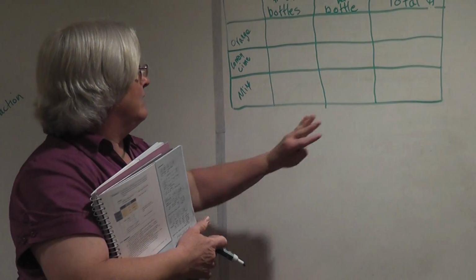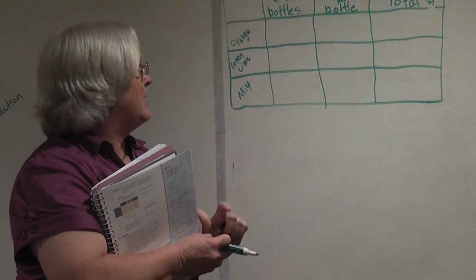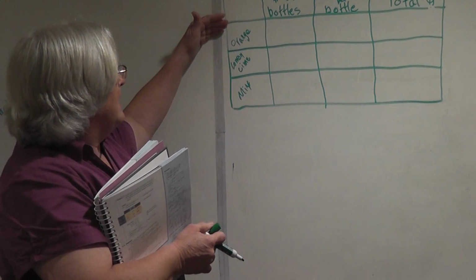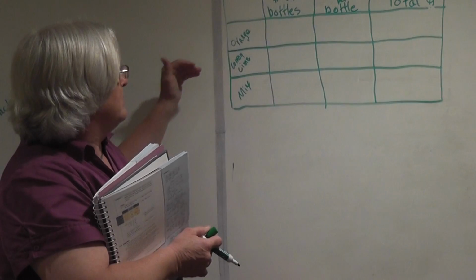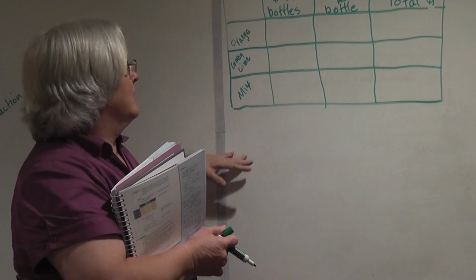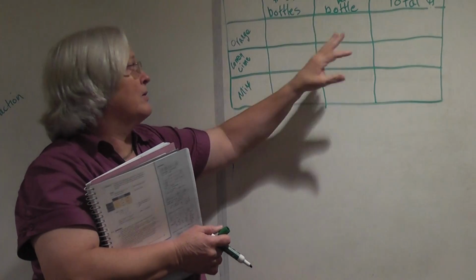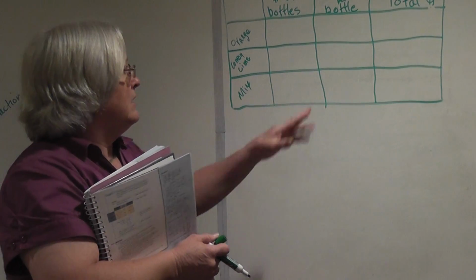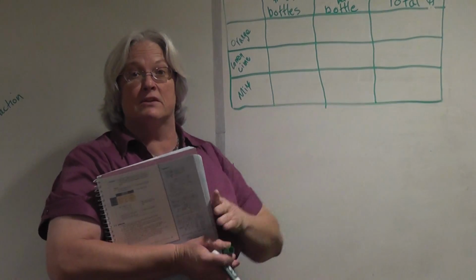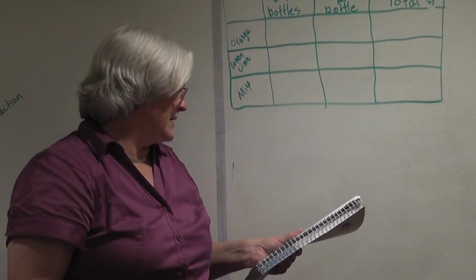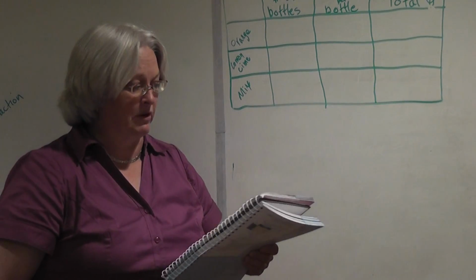I've gone ahead and already written up our chart here. We're going to have orange drink, lemon lime drink, and a mix. We have the number of bottles, we have the price per bottle, and we also have the total cost of these. So let's go ahead and look at page 66, example number 3.